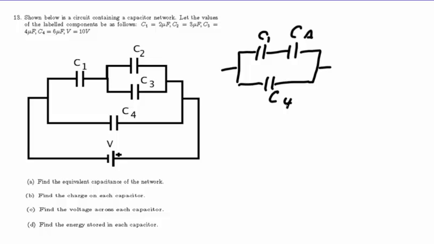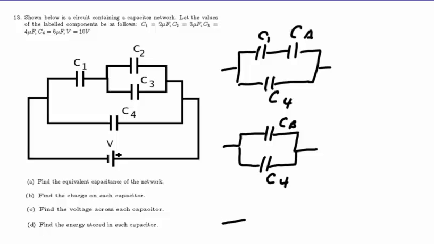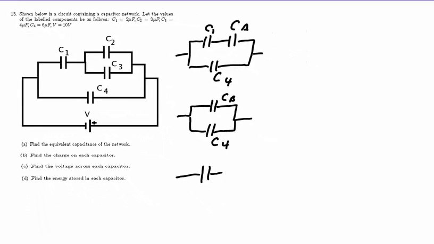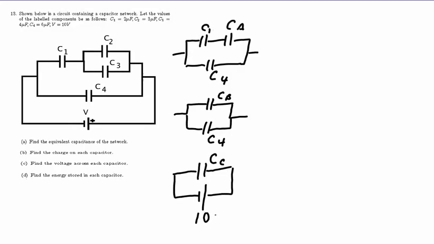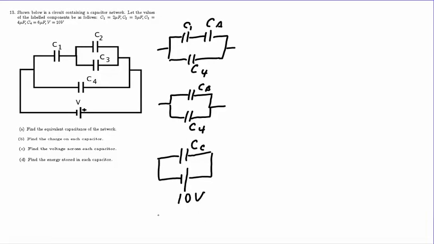The next simplification is to recognize that capacitor 1 and capacitor A are in series and can be replaced by a new capacitor that we'll call capacitor B. Finally, capacitors B and 4 are in parallel with one another, and we can replace those with a single capacitor known as capacitor C, and in this case we'll complete the diagram to show that the 10-volt battery is hooked directly across capacitor C.